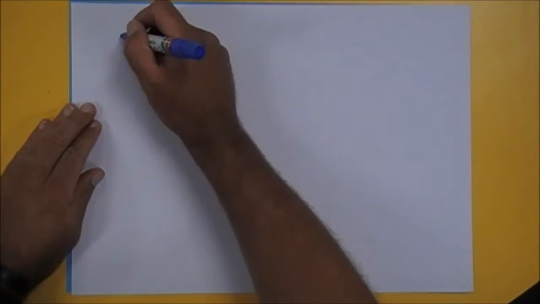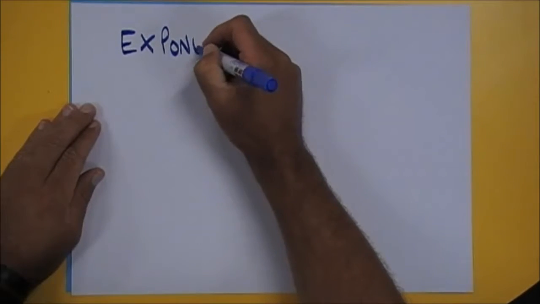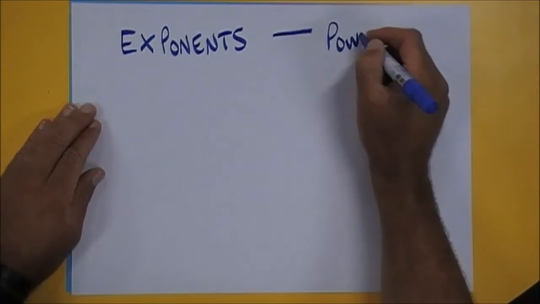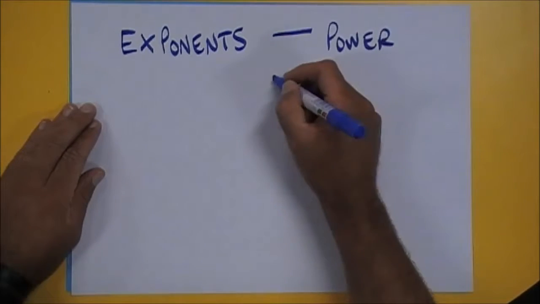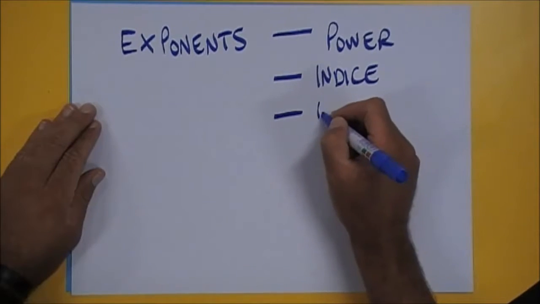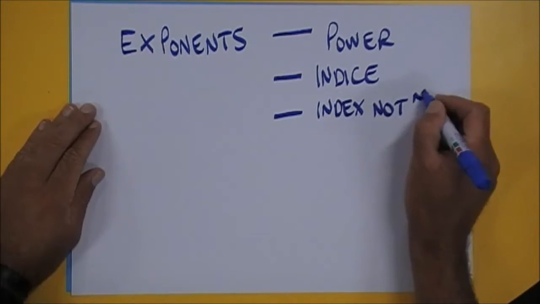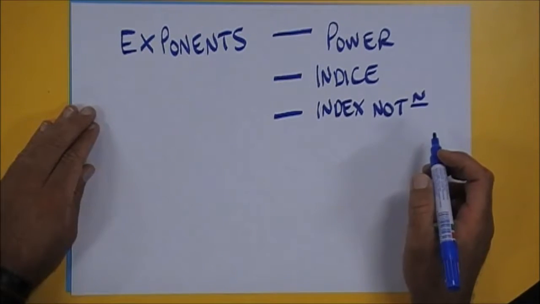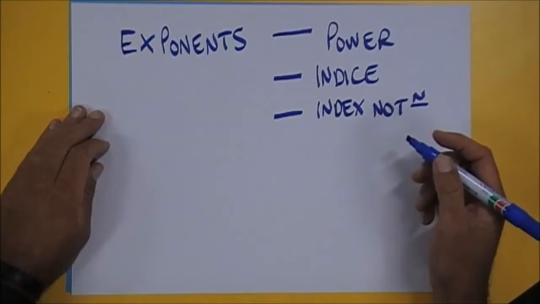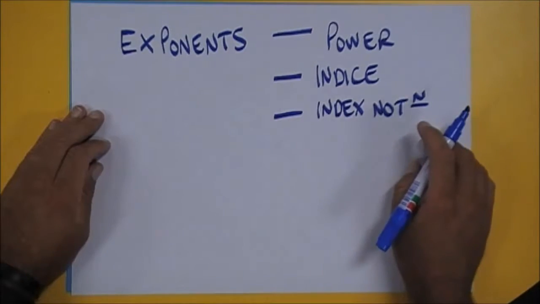First of all, let's look at exponents. Now, you might have heard of exponents before, called power, the power of something. You might have heard it before as an indice. You might have heard it before as index notation. Lots of different ways or different names that this has been called. So basically an exponent is a number that says how many times a number should be multiplied by itself.